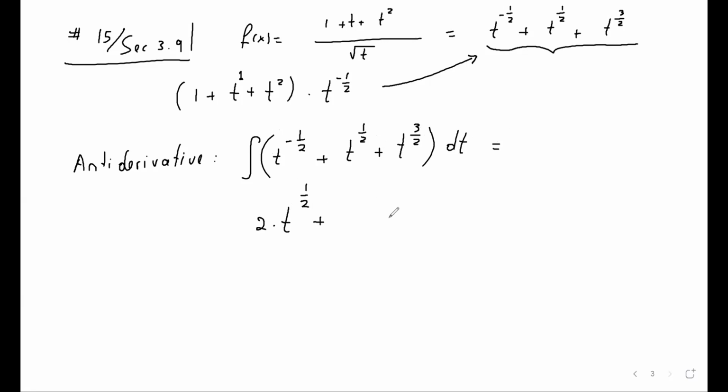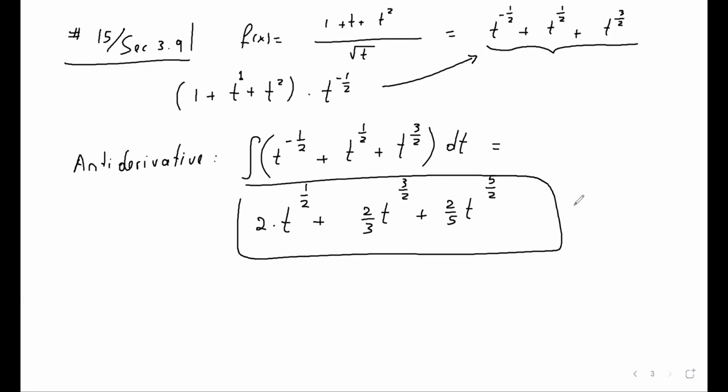Plus t to the 1/2 has an antiderivative of 3/2 times 2/3. And then t to the 3/2 has an antiderivative of 5/2, when you add up 1, and then times 2/5. All right, so this is the antiderivative, and you say plus c.